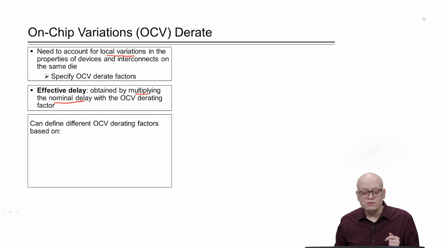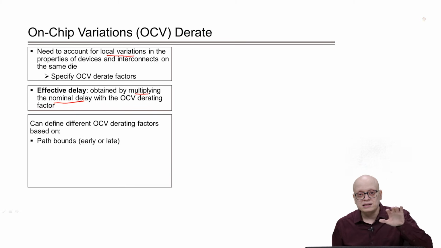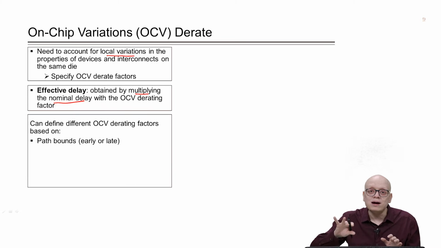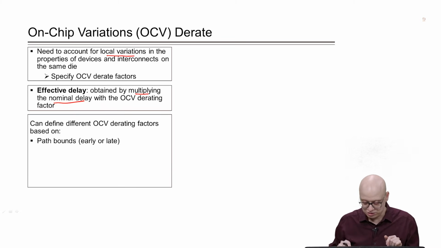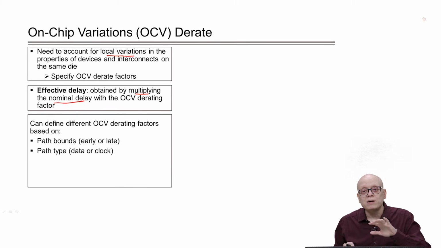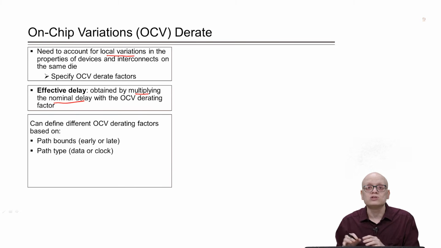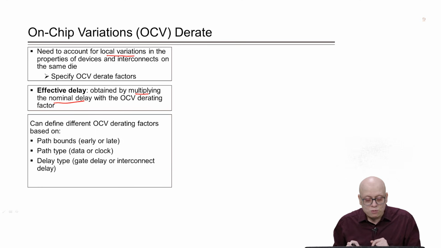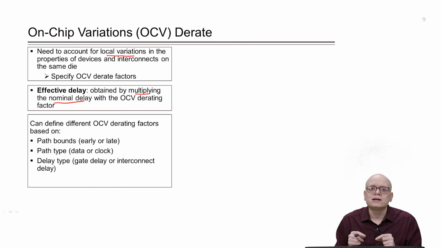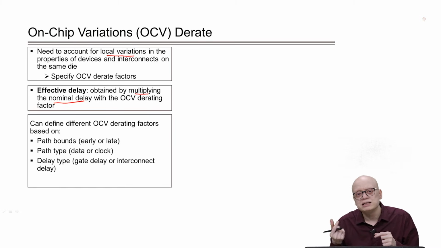Now, this OCV derating factor can be based on, say, path bounds, meaning that for early paths some derating factor is used, and for late paths some other derating factor is used, right. Similarly, we can say that for the data path use some derating factor, for the clock path use some other derating factor, right. So, we can make these derating factors selective based on the path type or path bounds, and also delay type. Maybe we want to derate the gate delay by, say, 10%, while the interconnect delay we want to derate by, say, 5%.